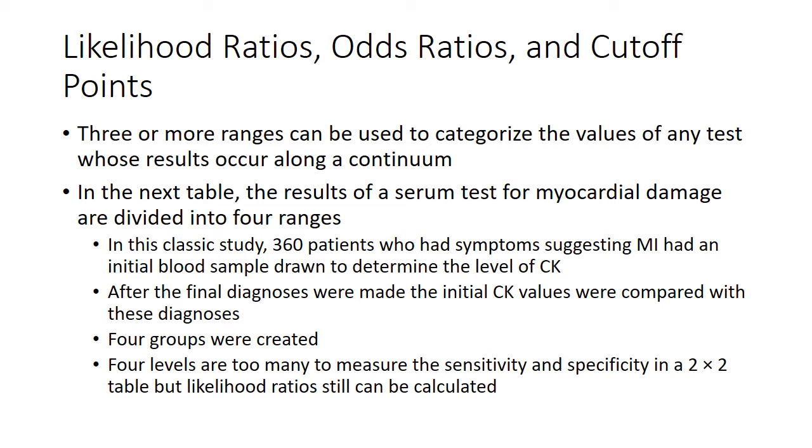And so we have to throw out sensitivity and specificity, due to the fact that we can't really do that with anything more than a 2x2 table. But here's an example where we're looking at patients who are presenting with signs and symptoms consistent with MI and looking at their creatine kinase levels, or CK levels. Basically, they had various ranges of CK along a continuum, and were able to go back after they determined if the patient had an MI or not, and see what the likelihood ratios were for these different groups.